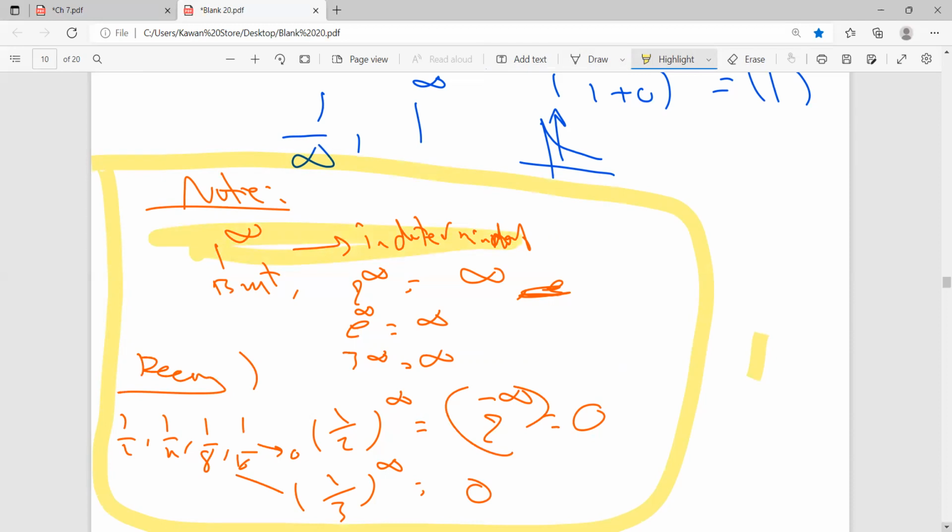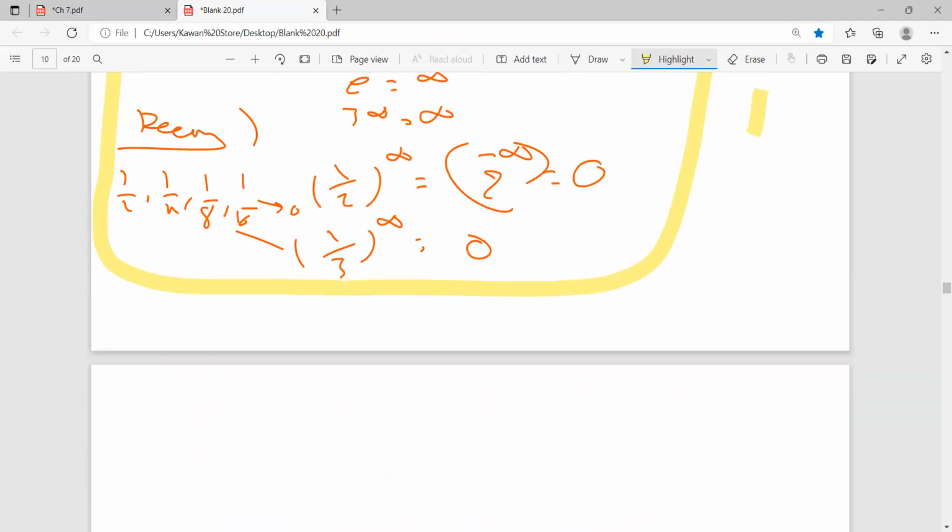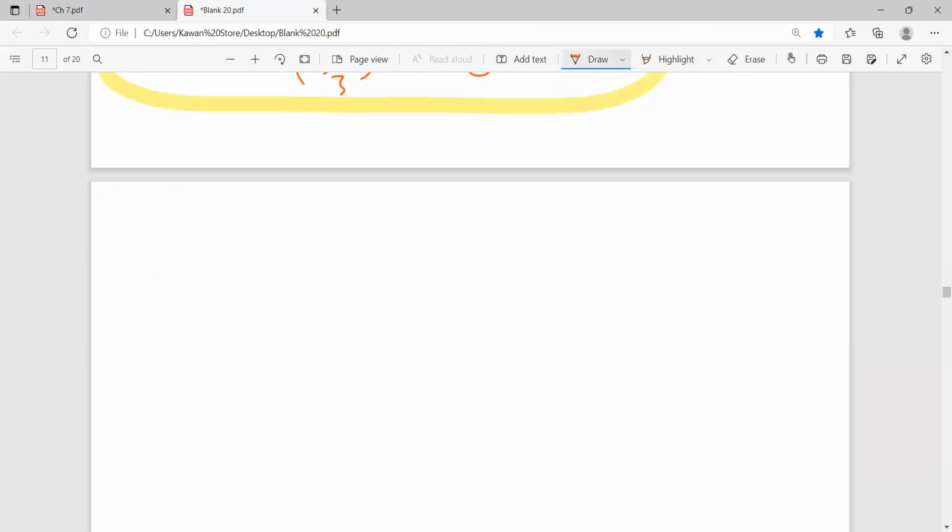Okay. Now, how do we solve 1 over infinite? We say 1 over infinite is an indeterminate form. So I have the limit as x approaches 0 of (1 plus x) to the power 1 over x. What does it equal? We don't know. Now I say let y be that one. I'm going to solve that one.